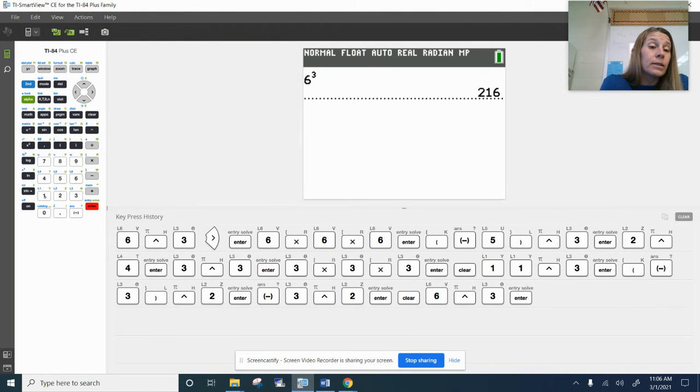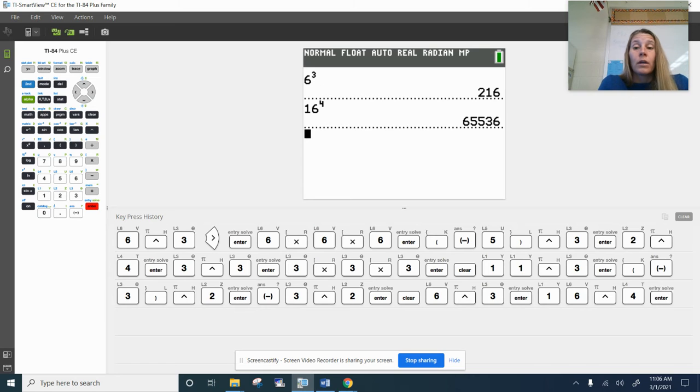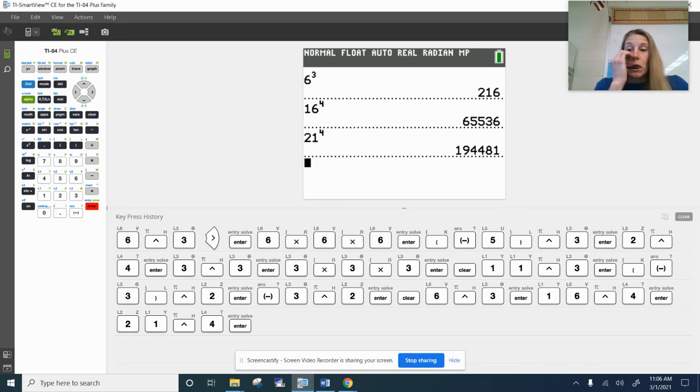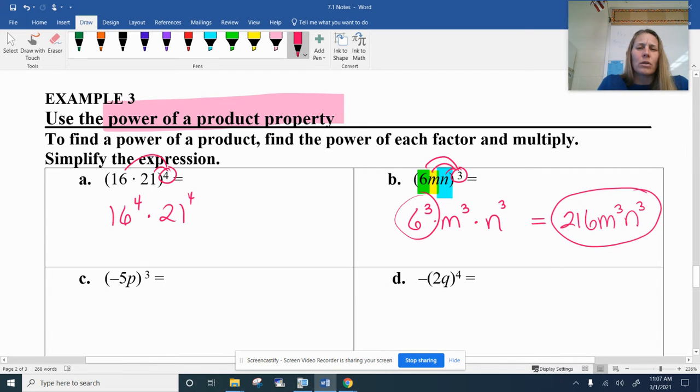If I did 16 raised to the 4th, I get this number into the thousands, and then the other one was 21 raised to the 4th. Again, another number in the thousands, and then I'd have to multiply those together. So you could do it, but usually when we get numbers into the thousands, we're not so worried about working it all the way out since the directions just indicated that we could simplify. We don't really have to do that part.